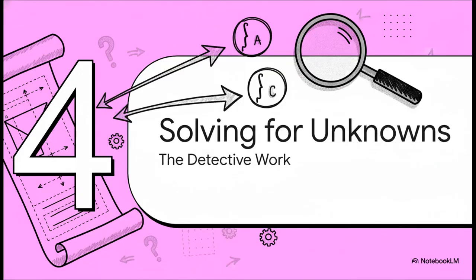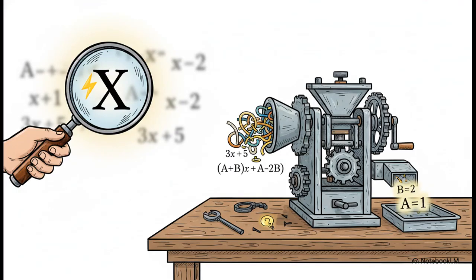So, once we have our blueprint all set up, we've basically turned our one big fraction into a sum of smaller pieces, but with these unknown numerators, a, b, c, and so on. So now it's time to put on our detective hats and figure out what those constants actually are. We've got two main tools for this investigation.